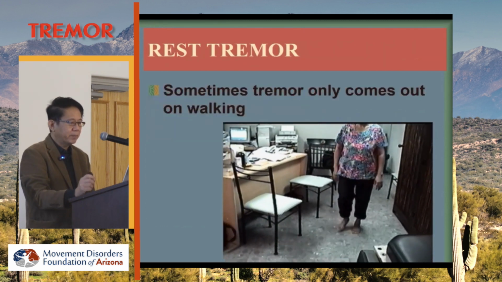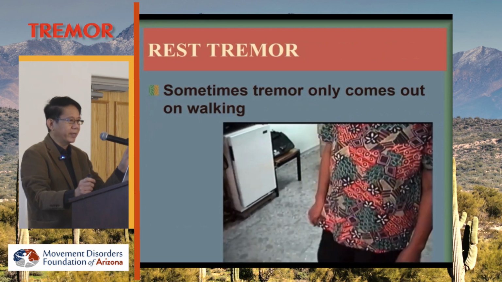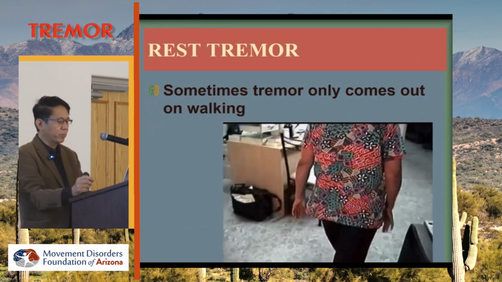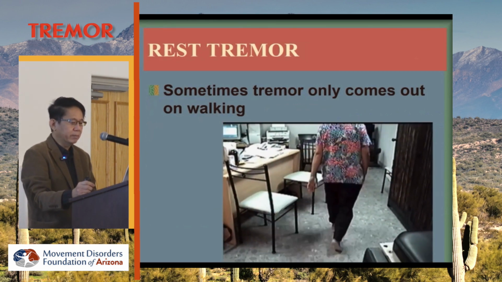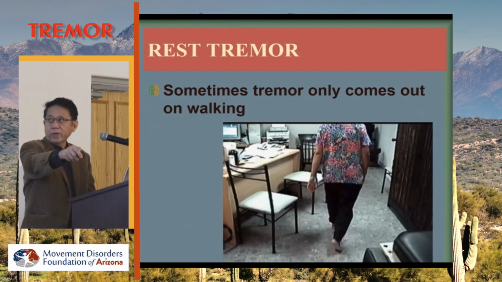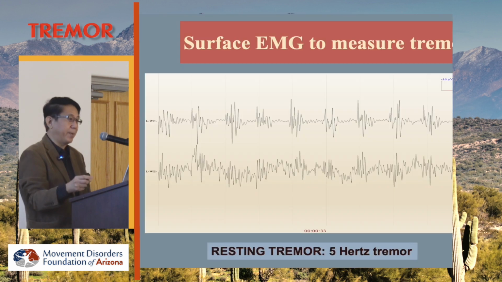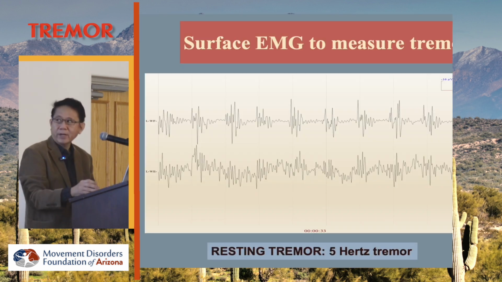And then sometimes the tremor comes out only when they're walking or distracted. Like for instance, this tremor of the right hand you see more evidently when she walks. And I have some patients where the tremor really is not apparent while they're sitting in front of me. And I have to make them walk down the hallway and see whether the tremor comes out.